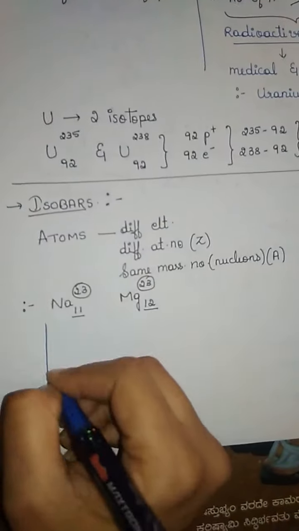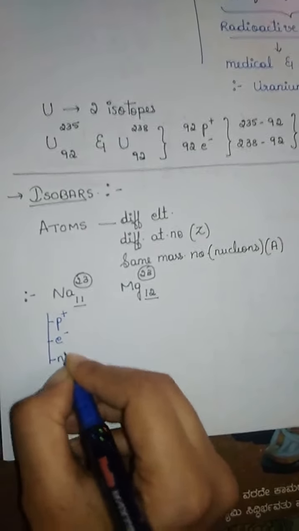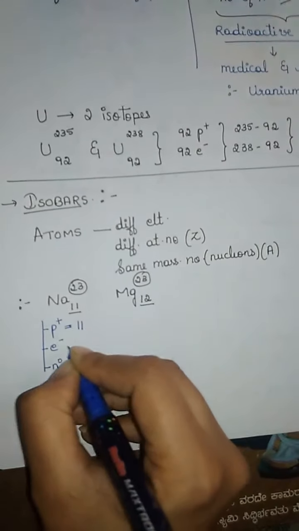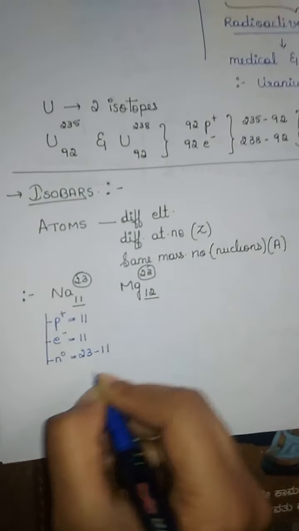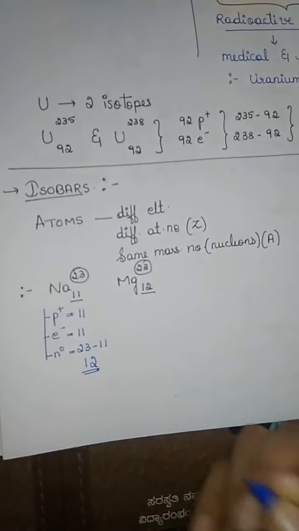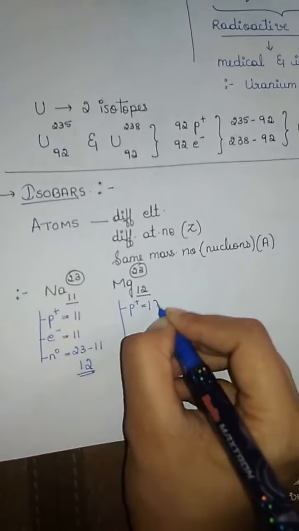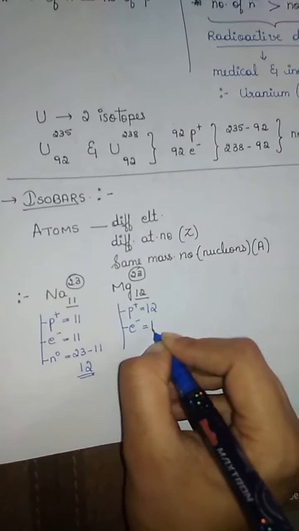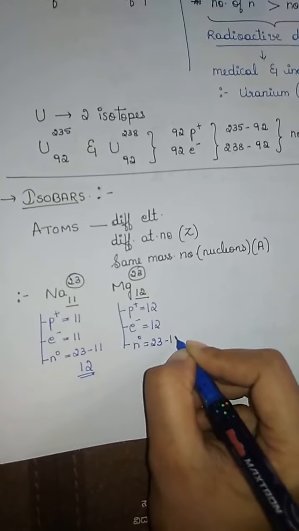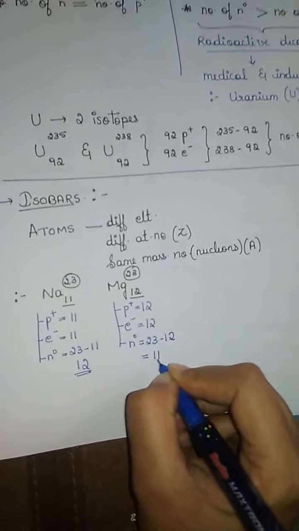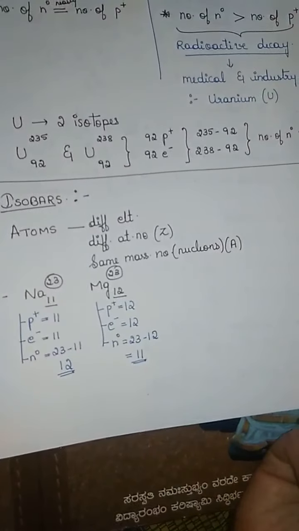So let's go into the number of protons, electrons and neutrons. In sodium, protons is 11, electrons is 11 and neutrons is 23 minus 11, that is 12 neutrons. In magnesium, the number of protons is 12, electrons is 12 and neutrons is 23 minus 12, that is 11 neutrons are present in magnesium.